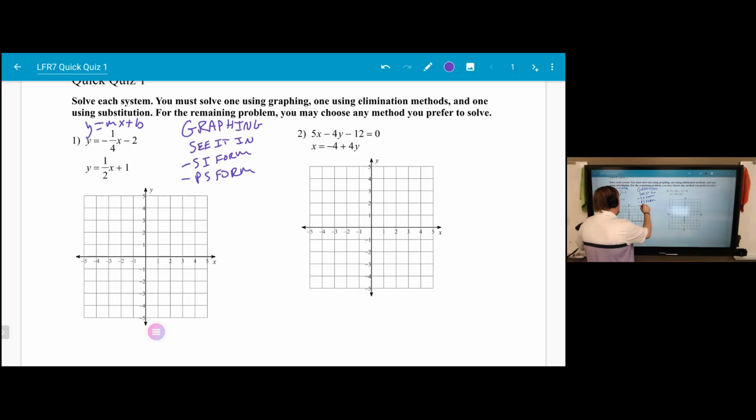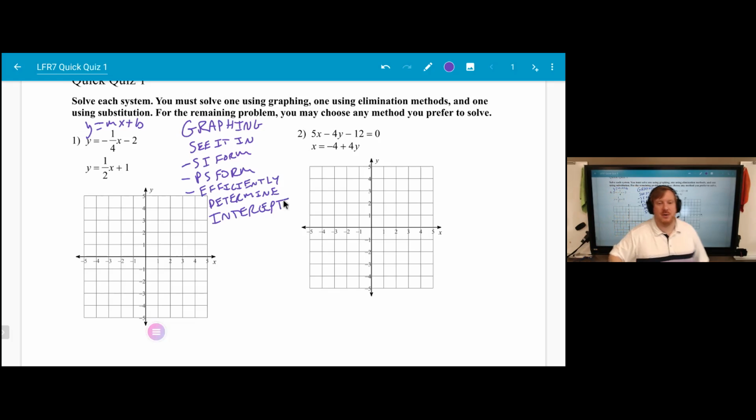And then how about if I can efficiently determine intercepts? That goes back to LFR2 when we found the intercepts and graphed using intercepts. If the numbers work out pretty well, like if they're all divisible by the same thing, they're going to come out nice and even, I would really think about graphing those. So again, that is how I think of graphing.